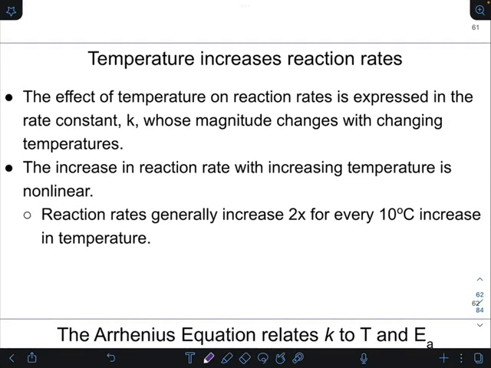Something that we also know is that temperature increases reaction rate. It also does this by changing the rate constant K. So K depends on temperature. It also depends on activation energy. It is a nonlinear change, so a good rule of thumb is that for every 10 degrees Celsius increase in temperature, reaction rates tend to double.